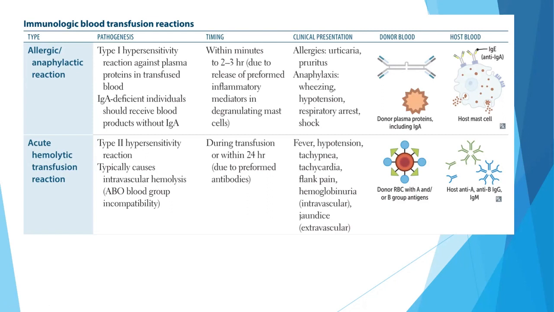Talking about acute hemolytic reaction, which can occur during transfusion or within 24 hours after the transfusion, it is typically due to ABO blood group incompatibility, and it causes intravascular hemolysis. The clinical features may be fever, hypotension, tachypnea, tachycardia, or flank pain. Okay. So when the donor RBCs with A and B group antigens react with the host anti-A and anti-B, then an acute hemolytic transfusion reaction takes place.